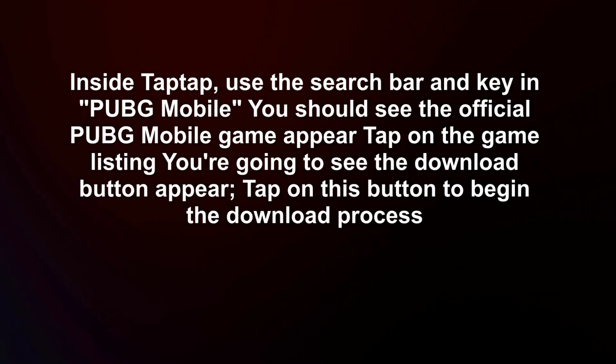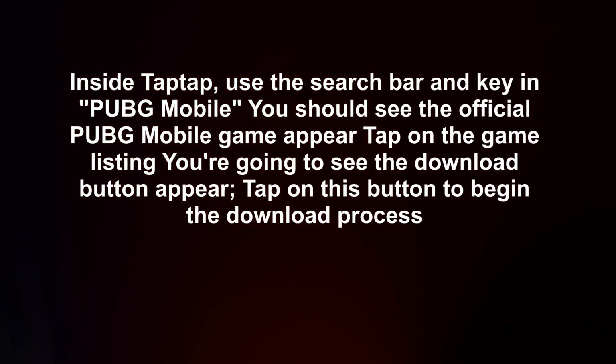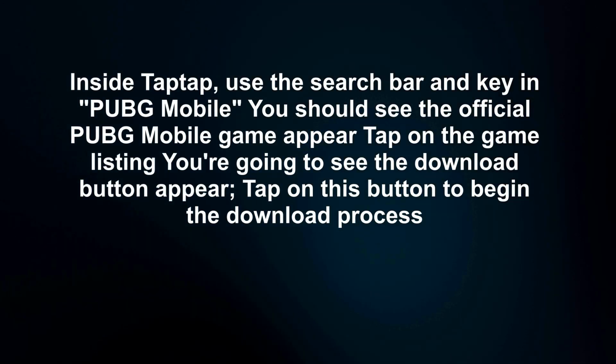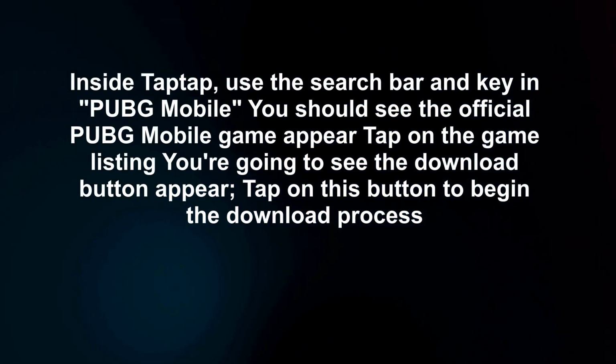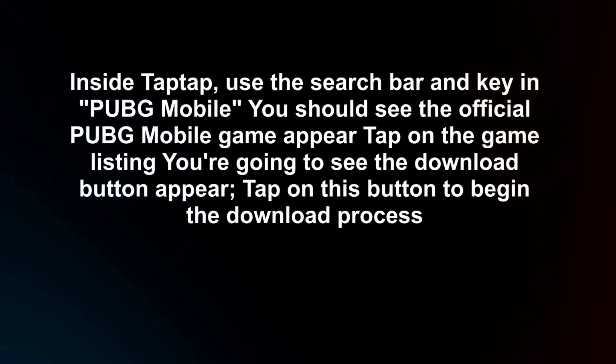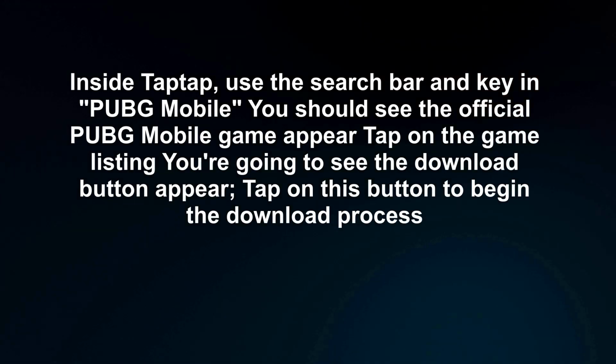Inside Taptap, use the search bar and key in PUBG Mobile. You should see the official PUBG Mobile game appear. Tap on the game listing. You're going to see the download button appear. Tap on this button to begin the download process.